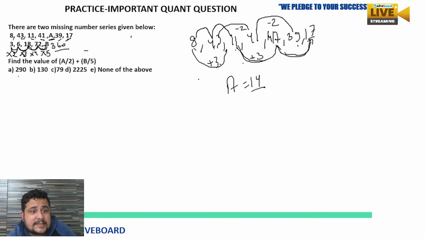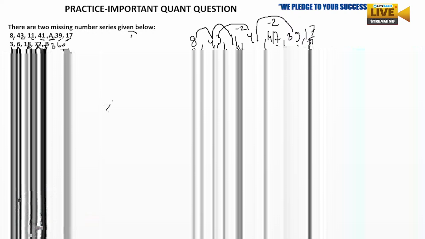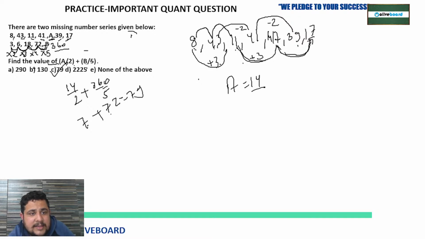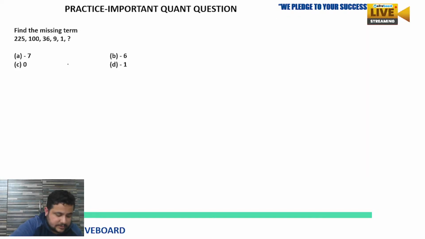Now what are they asking? Find the value of A by 2 plus B by 5. They are not asking A or B. These are the two missing number series, and from here they are asking us another value. A's value is 14, so 14 by 2, plus B's value 360 upon 5. 360 upon 5 means 72, and 14 upon 2 means 7. So 72 plus 7 is 79. Is this available? Yes, in option C. So that will be the correct answer.